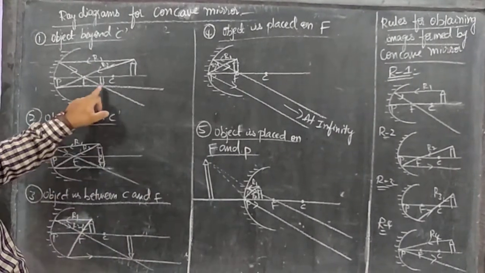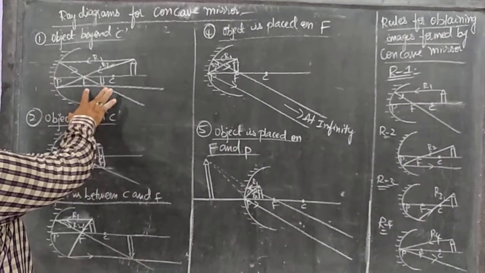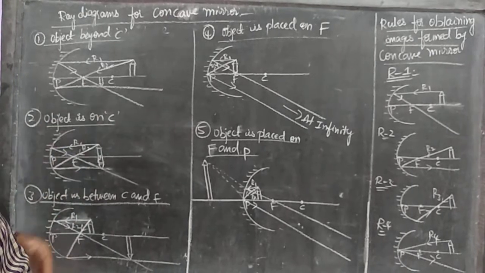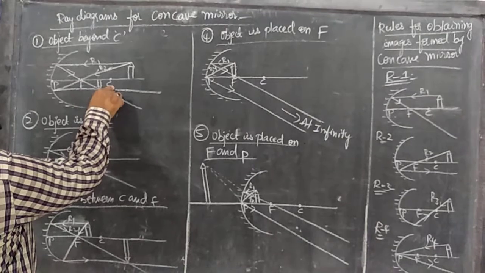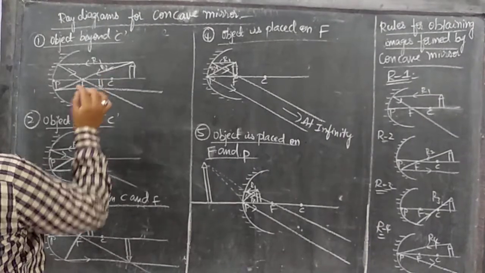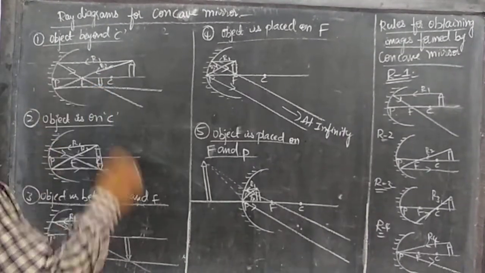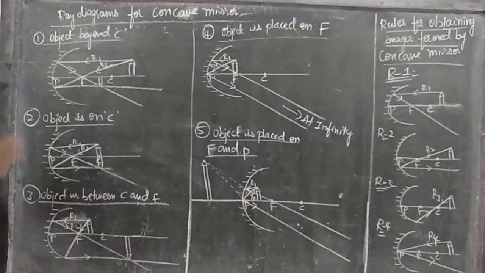It's clear. Where the 2 lines are intersecting, only then will we get the image. How is the nature? Real and inverted. What is the position of the object? Between F and C. What is the size? The size is diminished, the size is small. It's clear? This is the first case.